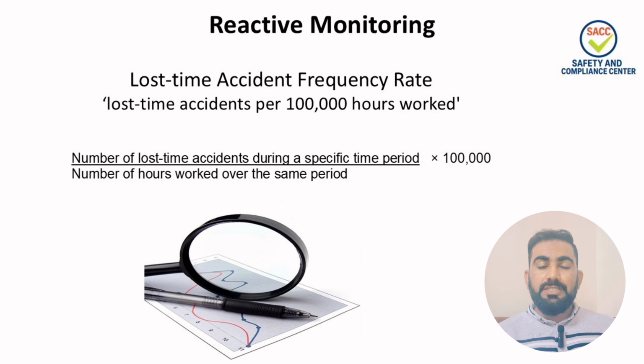One common way to measure reactive monitoring is the lost time accidents frequency rate. This shows how many lost time accidents happened for every 100,000 hours of work. It is calculated by taking the number of lost time accidents during a set period, multiplying by 100,000, then dividing by the total hours worked in the same period of time. This helps to track how often serious accidents occur and shows if safety is improving or needs attention by the management.